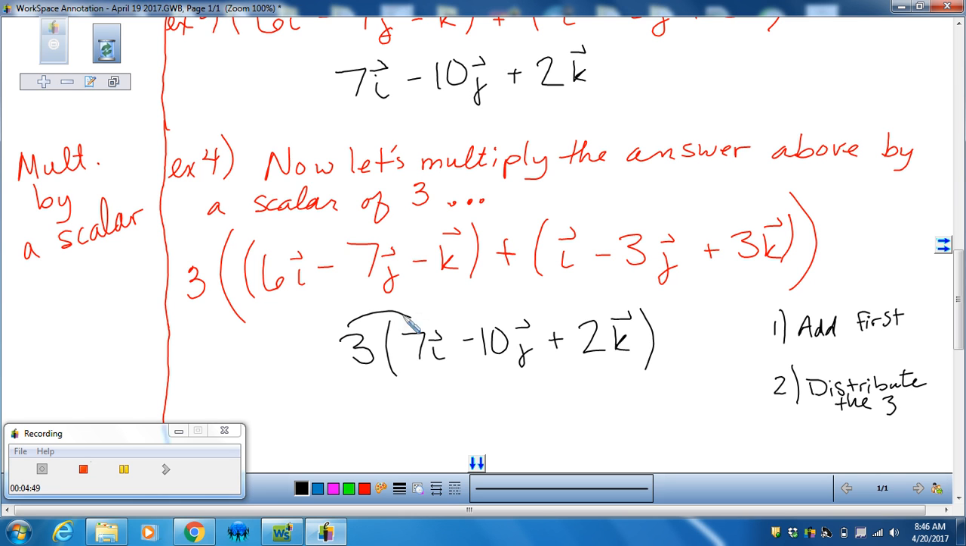So distributing that through, 3 times 7i is going to be 21i. 3 times -10j is going to be negative 30j. And then 3 times positive 2k is going to be a plus 6k.